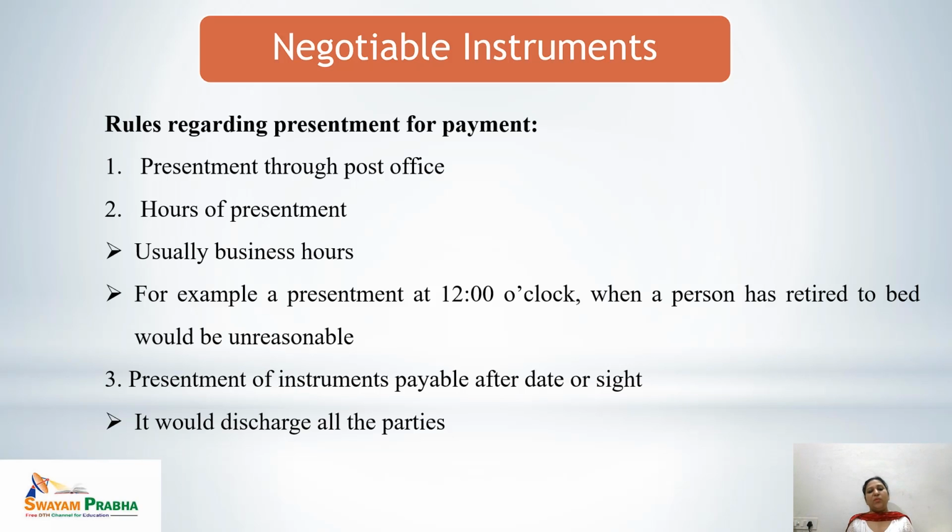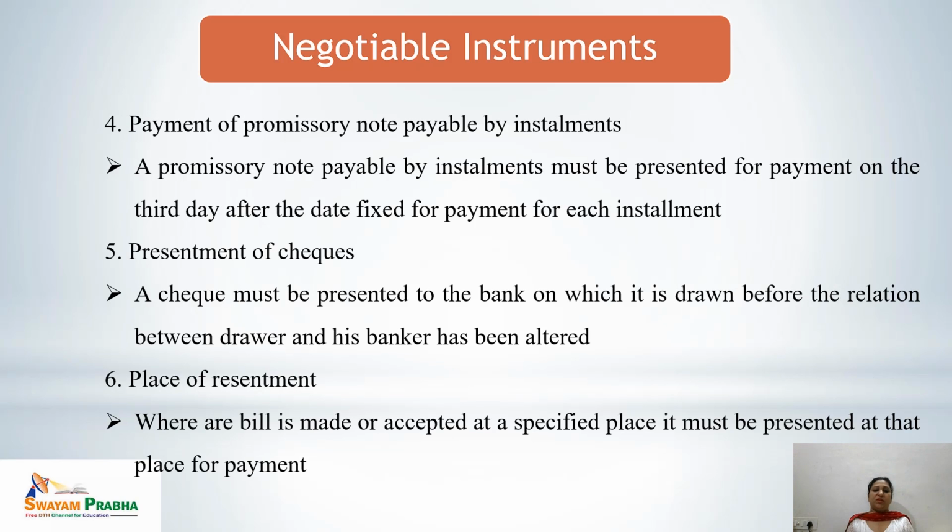Presentment of instrument payable after date or sight: if it is presented after the said date or sight, then it would discharge all the parties from their liability. Payment of promissory note payable by installments: it must be presented for payment on the third day after the date fixed, because 3 days of grace are given. So the third day after the date fixed for payment of each installment would be the right time to pay.